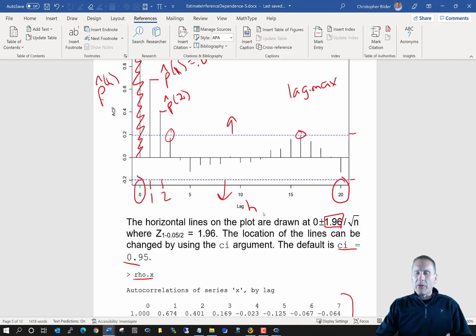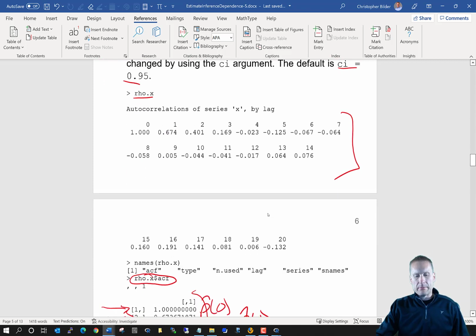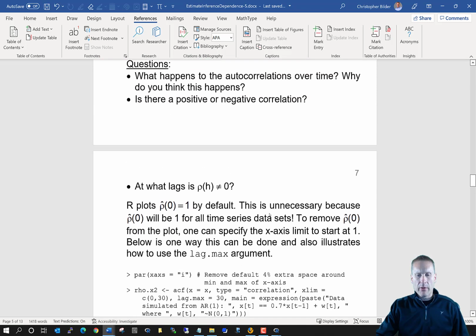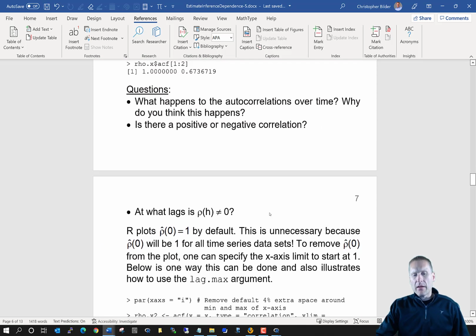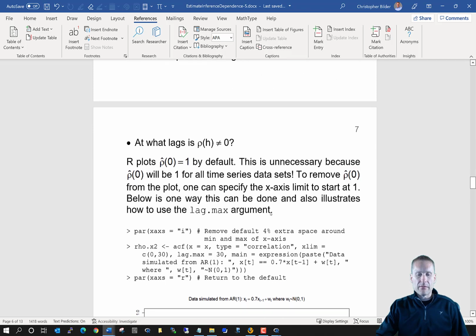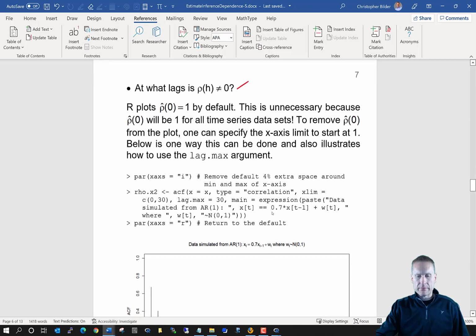We'll be continuing to look at these kinds of plots throughout the course, so we'll be seeing more examples of this too. Okay, let's get back to where we were. So is there positive or negative correlation? Well, there's positive correlation. And again, it makes sense for what that coefficient is on that x of t minus 1. And we've already answered that particular question as well.